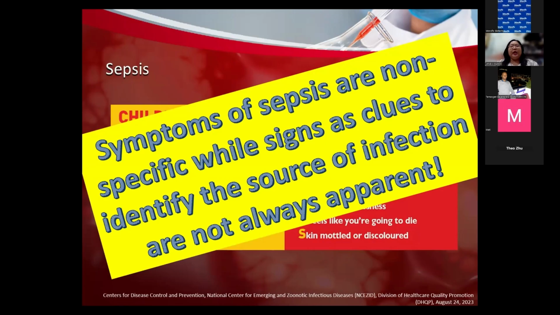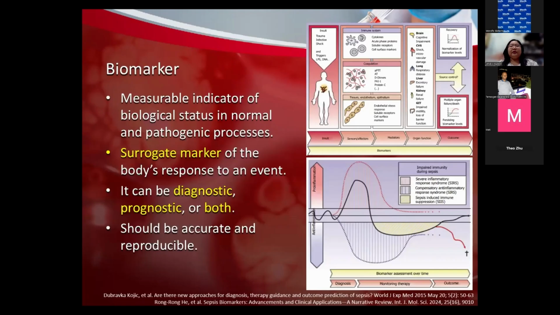If you recall earlier, we said that there is an interplay between many variables that can determine a patient's clinical course during and after sepsis. A biomarker is a measurable indicator of biological status in normal and pathogenic processes. They are categorized based on their diagnostic or prognostic roles, which may help identify suitable patients for therapeutic intervention and titrating the degree and or duration of intervention. So in a way, it is a surrogate marker of the body's response to an event. Biomarkers should be accurate and reproducible.